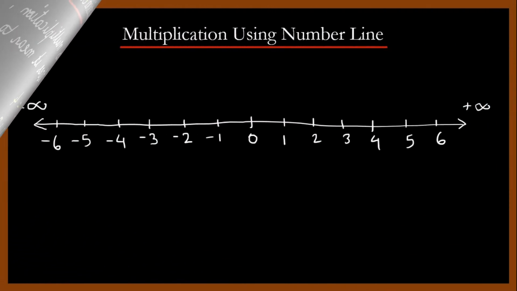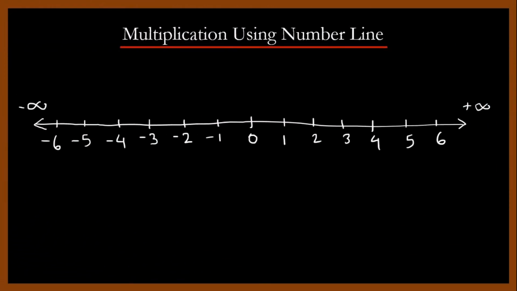Now numbers can also be added using a number line. A number line is a real number line showing all real numbers, and 0 is in the middle. All negative numbers are on the left hand side of the 0 and all positive numbers are to the right of the 0 on the number line.